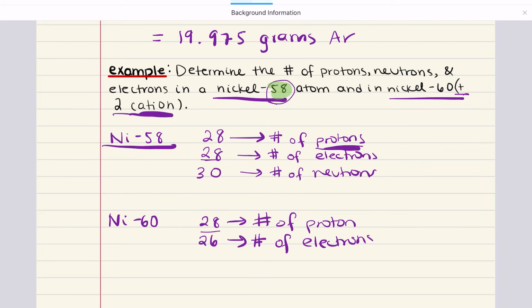All right, fantastic. And now we have the mass number here, which is 60. We can figure out the number of neutrons by taking 60, subtracting the number of protons we determined, and that gives us the number of neutrons. 60 minus 28 is 32. So this has 32 neutrons. And there we have it.